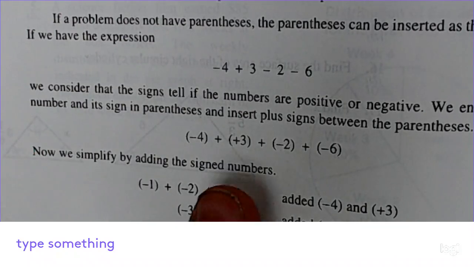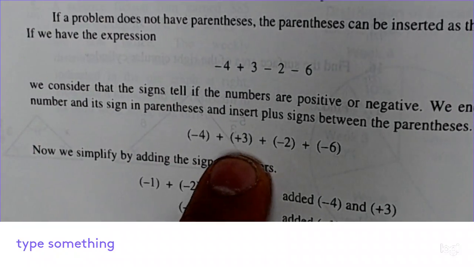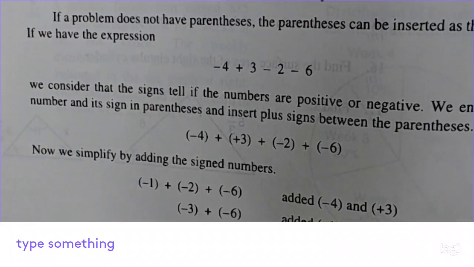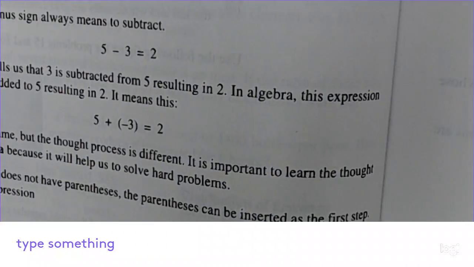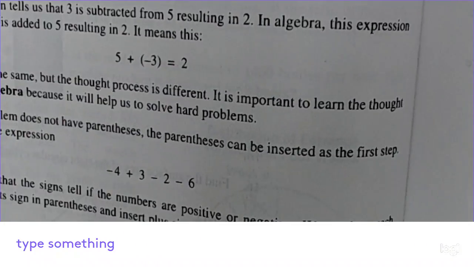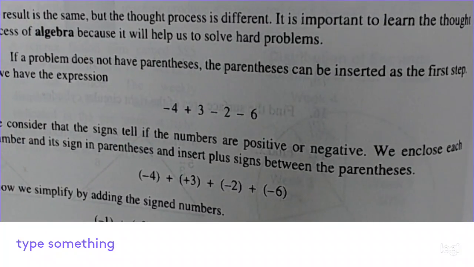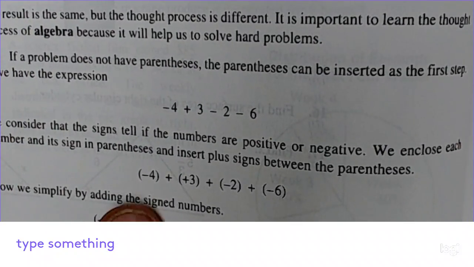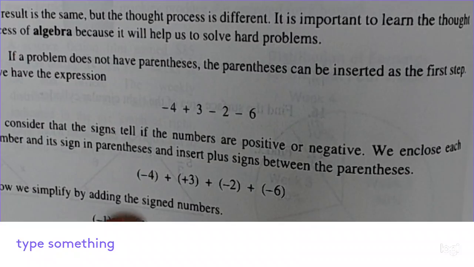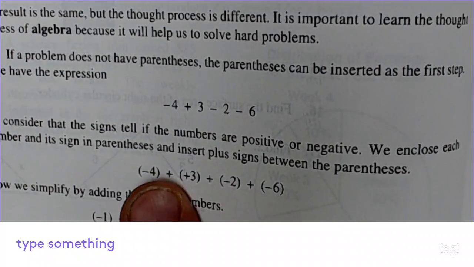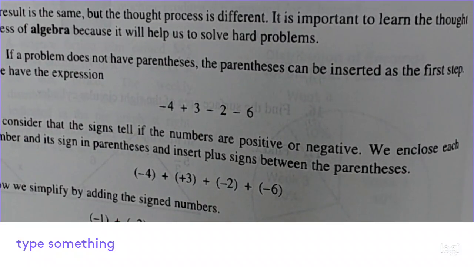And what this does for us is it makes it negative 4 plus positive 3 plus negative 2 plus negative 6. And some of you are thinking, why in the world would I do that? Well, it gives us an advantage. Once we have turned all of our addition and subtraction into just algebraic addition, we can now add those numbers in whatever order we want.